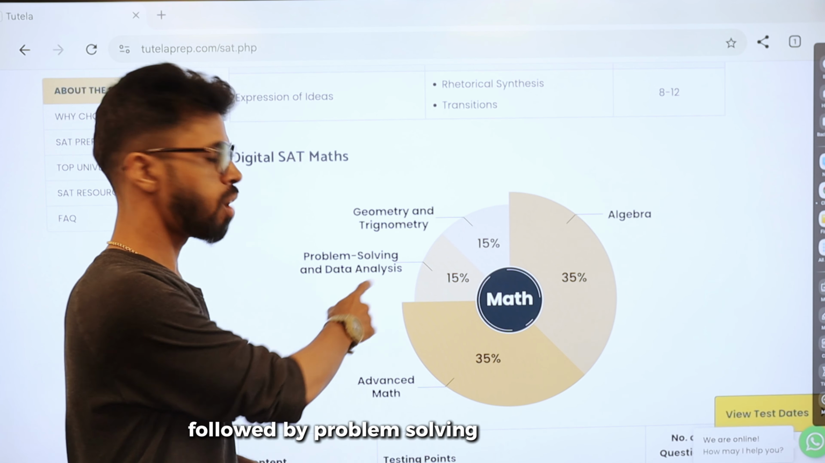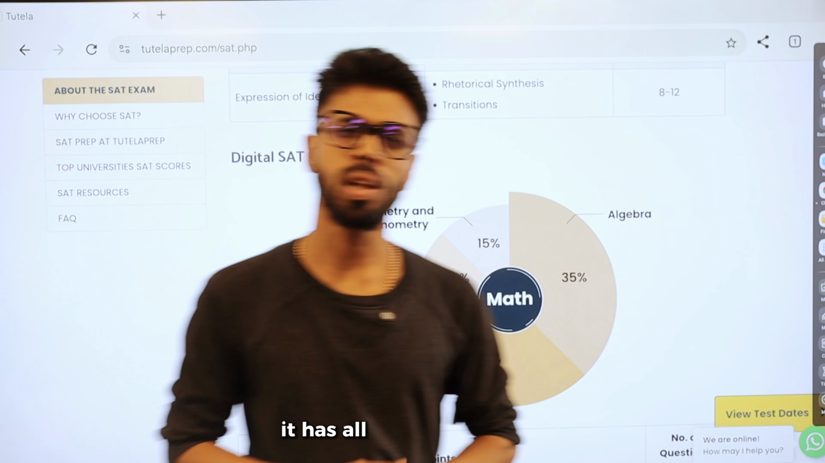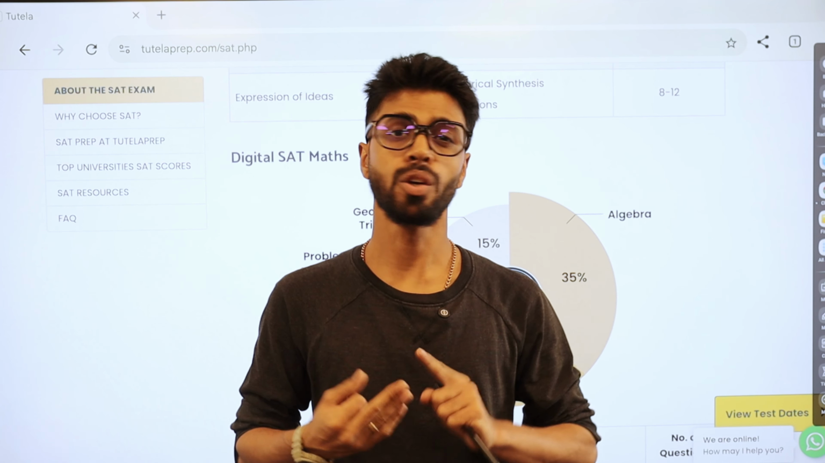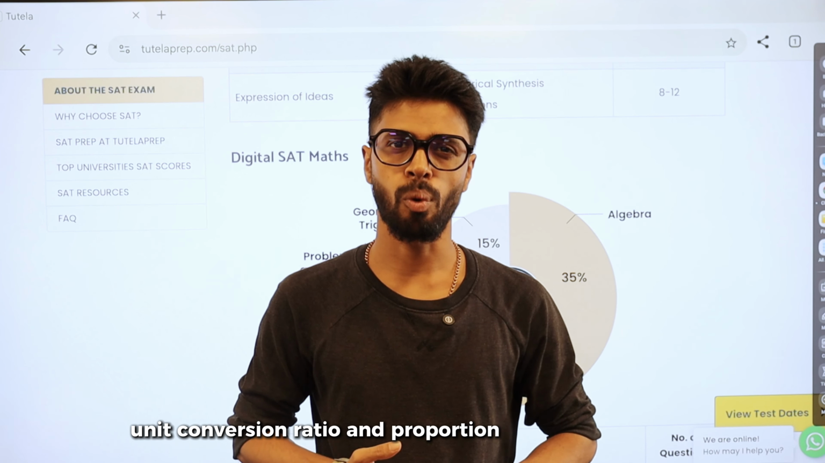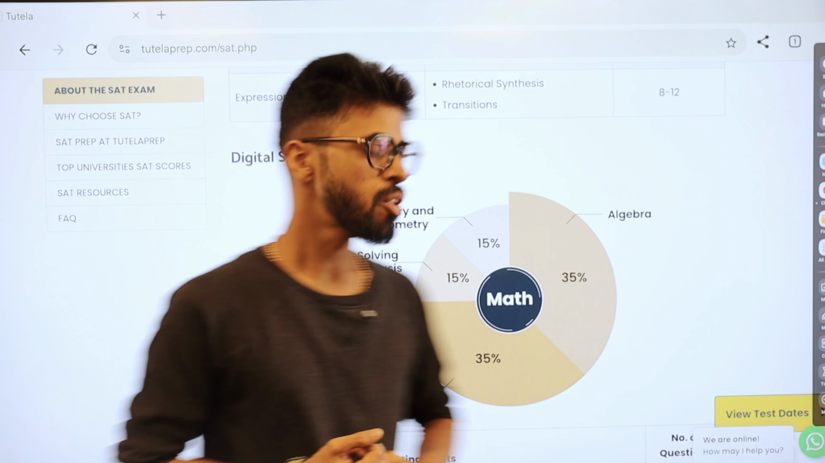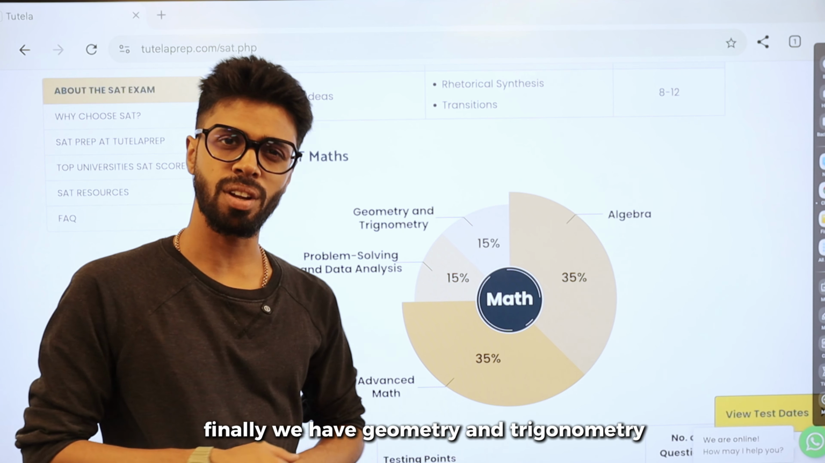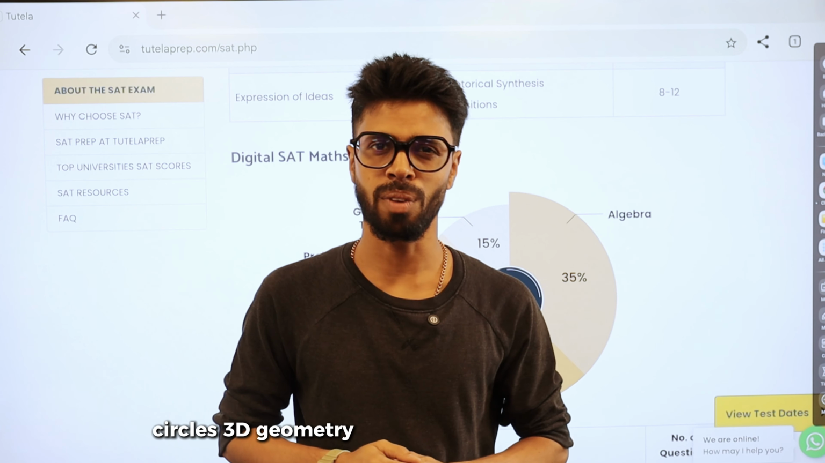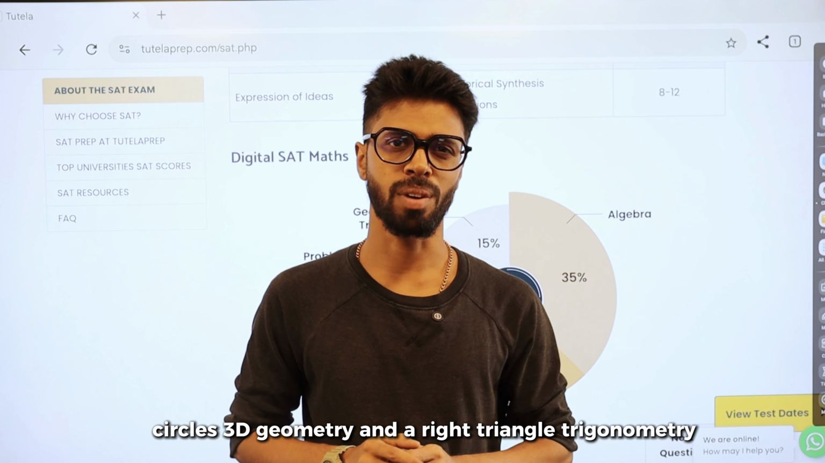Followed by problem solving and data analysis. It has all the word problems. For example, you have percentage problems, you have rates, unit conversion, ratio and proportion, and data and statistics. Finally, we have geometry and trigonometry. It has triangles, angles, circles, 3D geometry, and right triangle trigonometry.